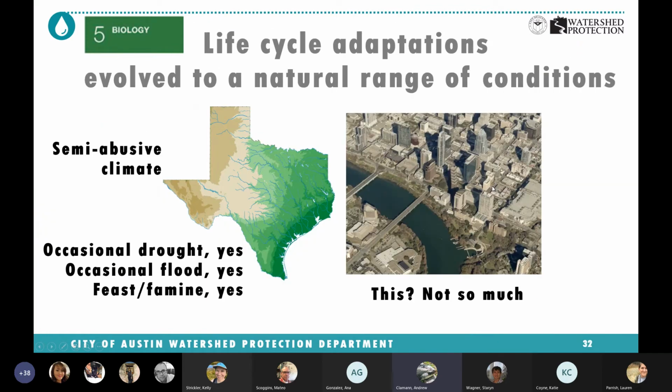These life cycle adaptations and structural adaptations have evolved for our naturally abusive kind of area, where we have extremes: historically droughts, historic floods, temperature swings back and forth. It was 30 degrees on Monday. Now it's 85 degrees on Friday. They can deal with that. That's okay. What they can't really deal with is what we've done, this kind of atrocity that we've done to the hydrograph, where it's always extreme drought or extreme flood, or the water quality is always pretty poor.